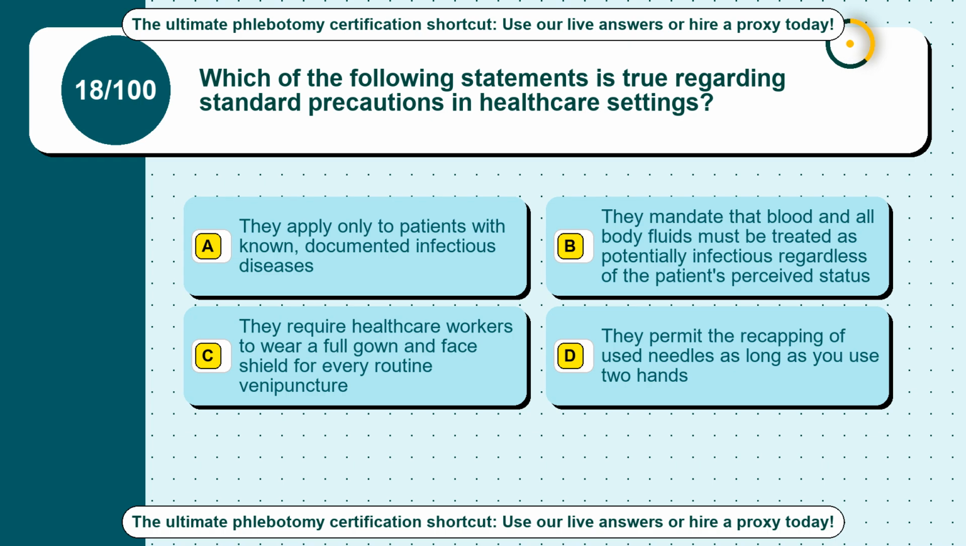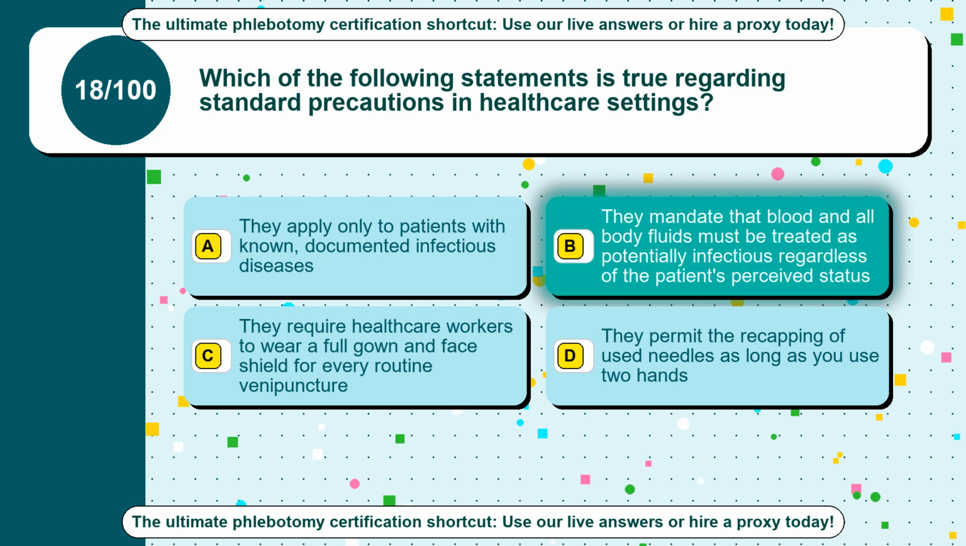perceived status. Option C. They require healthcare workers to wear a full gown and face shield for every routine venipuncture. Option D. They permit the recapping of used needles as long as you use two hands. The correct answer is option B. They mandate that blood and all body fluids must be treated as potentially infectious regardless of the patient's perceived status.